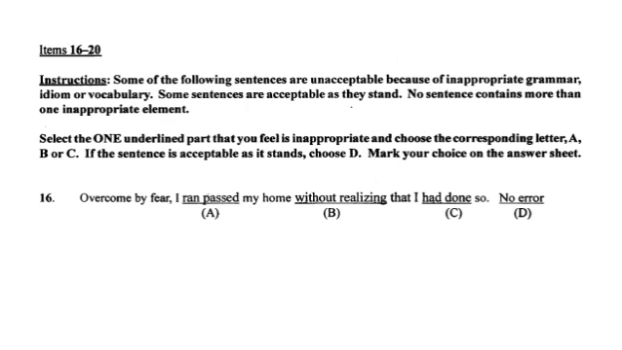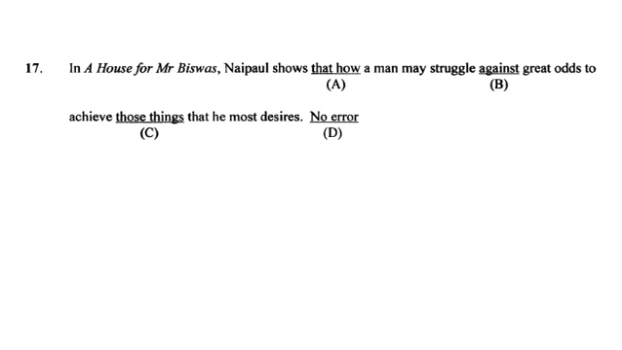Let's look at number 16. Overcome by fear, I ran past my home without realizing that I had done so. Please note that we use the preposition past in this context and not the verb. Therefore, the error is at A. Item 17. In a house where Mr. Biswas was, Naipaul shows how a man may struggle against great odds to achieve those things that he most desires. That was super hard to read because of the how. So we don't need how in that sentence. The error is at A.